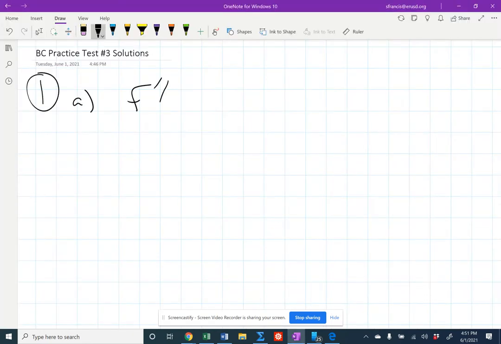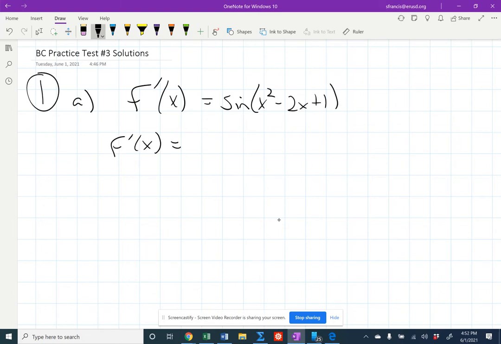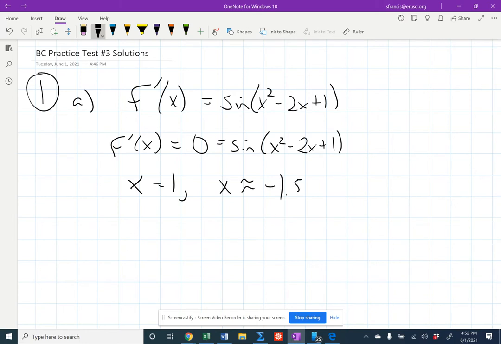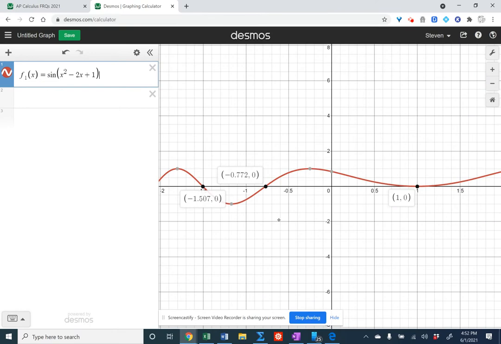All right, so we know f prime of x is sine of x squared minus 2x plus 1. And so we want to set f prime of x equal to 0. And again, at this point, because it's a calculator active question, you use your calculator. So the solutions that you get are 1, as we saw, negative 1.507, and x is approximately negative 0.772.